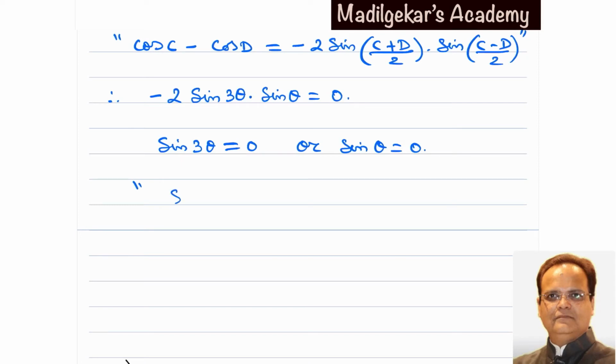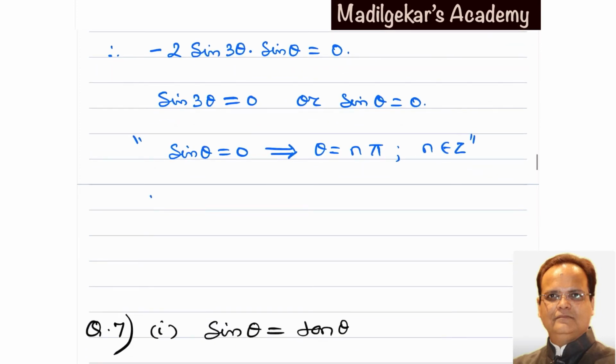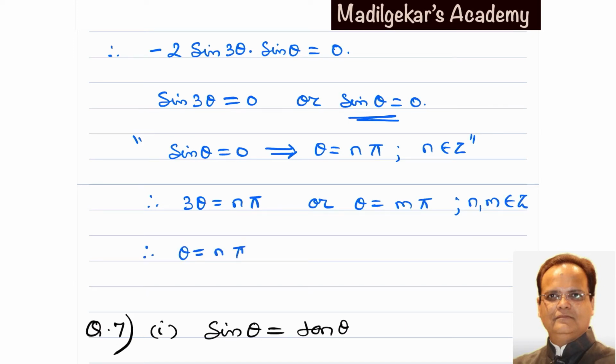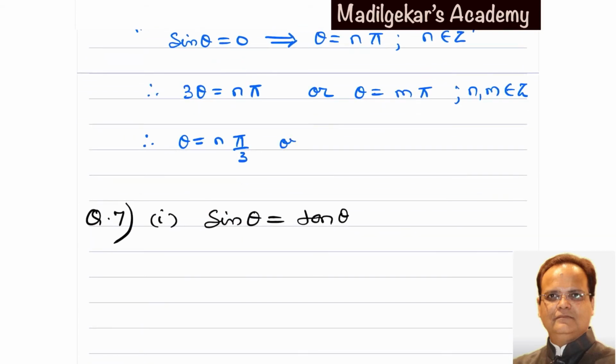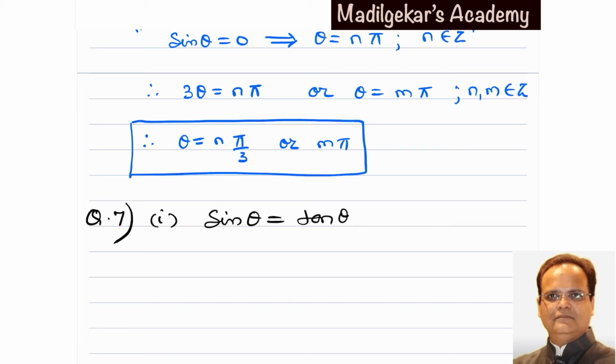We know that sine theta is 0 if and only if theta is an integral multiple of pi. So using this result, we have 3 theta equals n pi, or from the second equation, theta is m pi, where both n and m are integers. Means theta is n pi by 3 or m pi. So these are the required general solutions.